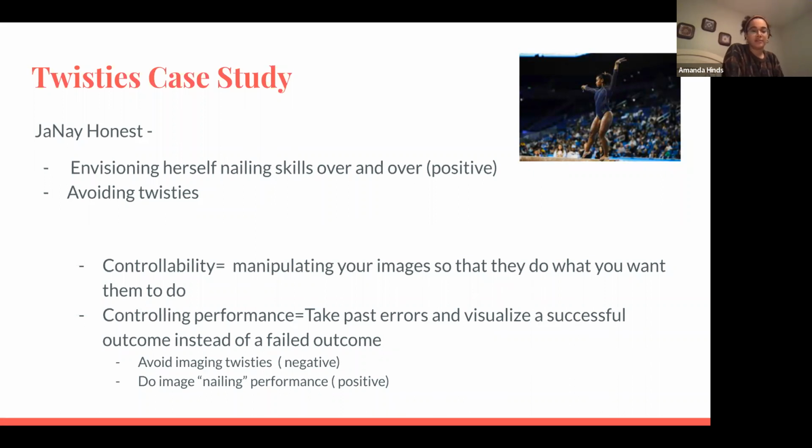So her tactic shows a lot of controllability, which is manipulating your images so that they do what you want them to do. So in her instance, when she would imagine herself performing, she would control that image by imagining the positive outcome. And then controlling the performance is to take past errors and visualize a successful outcome instead of a failed outcome. So in her imagery, it was also very important to avoid imagining twisties because doing so can lead to a higher likelihood of having twisties. So she would avoid doing that and instead choose to imagine herself nailing that performance.